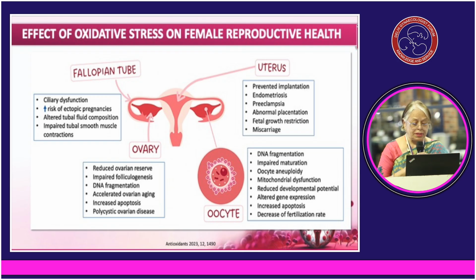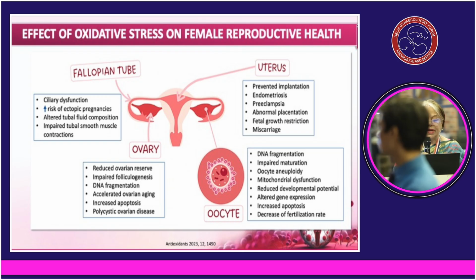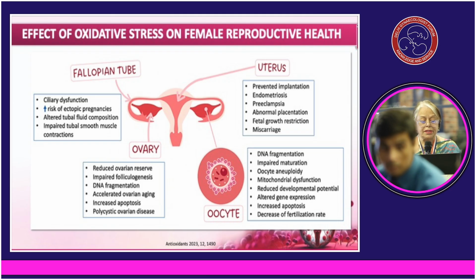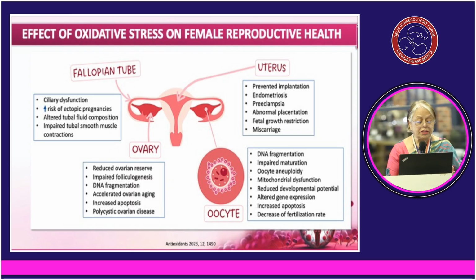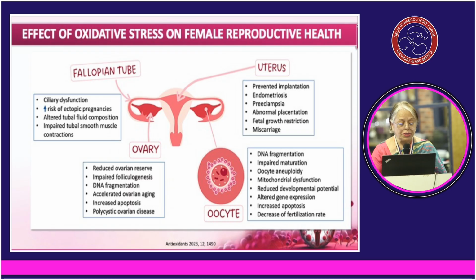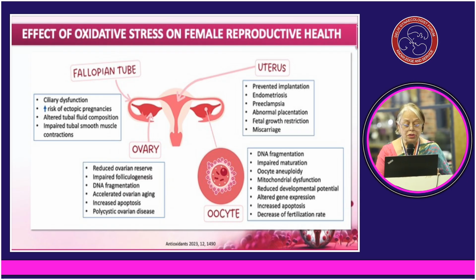Let's start with the uterus. Because of oxidative stress, there is prevention of implantation, endometriosis, preeclampsia, fetal growth restriction, miscarriages, abnormal placentation. All of them have an underlying pathology of oxidative stress. Coming to the fallopian tube, ciliary dysfunction, altered tubal fluid composition, impaired smooth muscles of the tubes, leading to increased incidence of ectopic pregnancy.